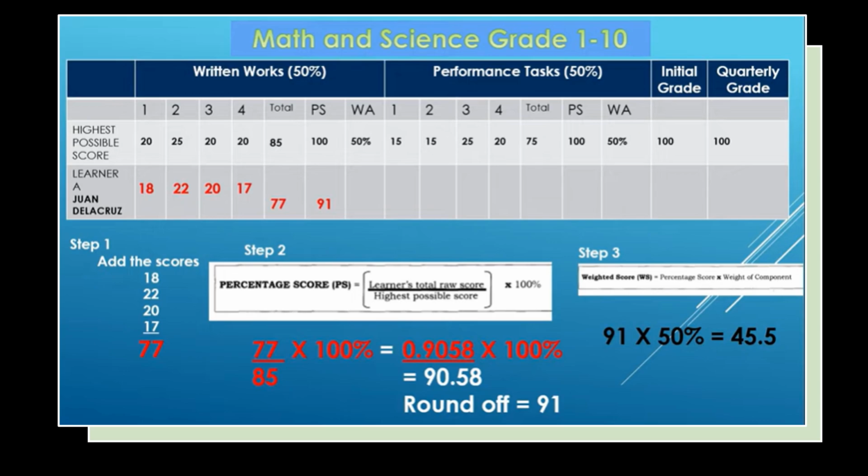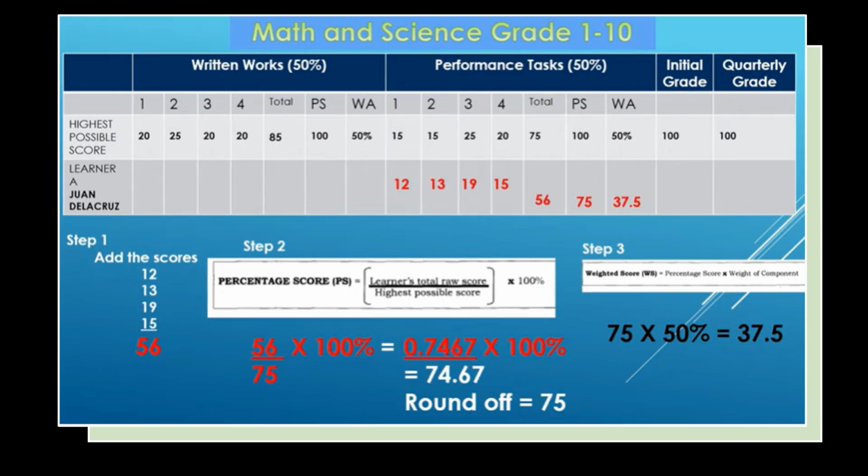Now for step 3, for the weighted average of Juan de la Cruz, we multiply 91, the percentage score, with the weight of the component. So for the written work, the weight is 50%. So the percentage score of Juan de la Cruz is 91 multiplied by the 50% weight of the written work, and we have 45.5. So the 45.5, we copy that to the column of WA, or the weighted average.